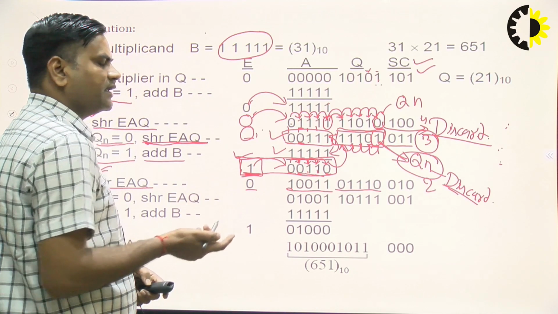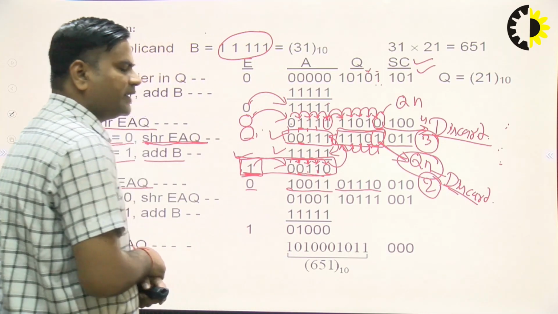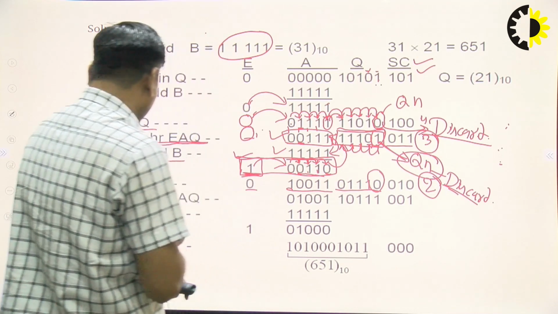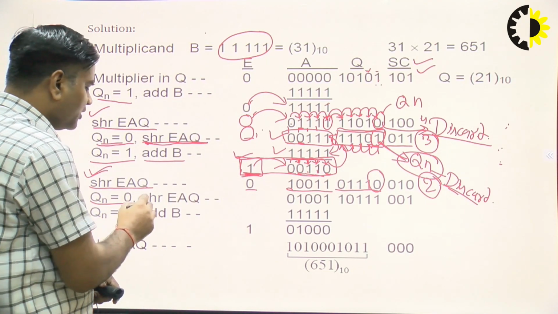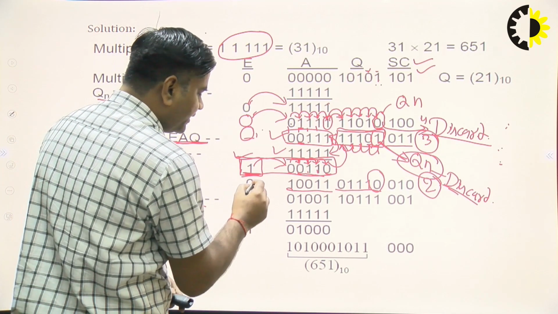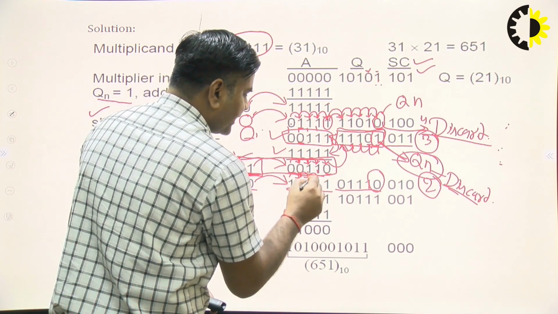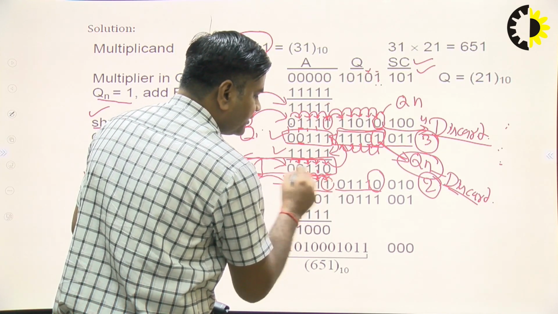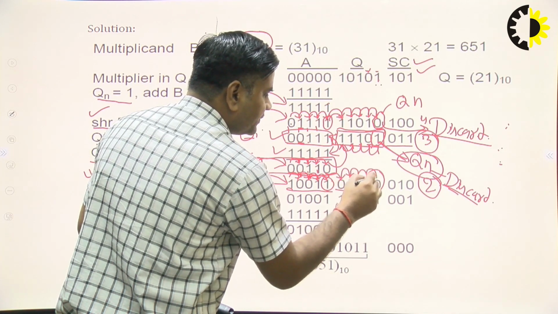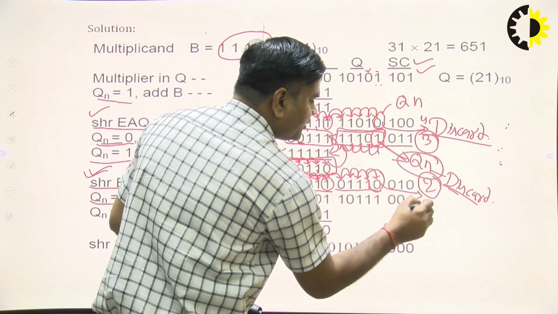Then we test whether the sequence counter is equal to 0. No, our sequence counter is not equal to 0, it is 2. So we have to test Qn again, that is 0. If Qn is 0, we have to perform logical shift right EAQ. Each bit goes one position to the right, and the last 0 is discarded.